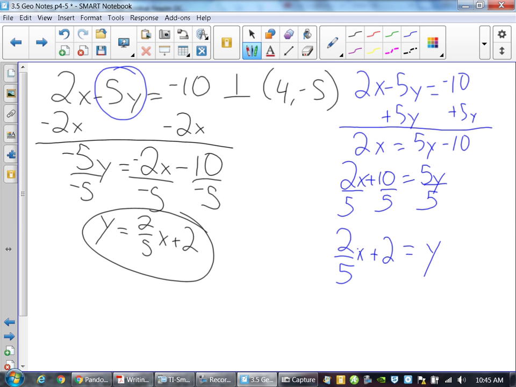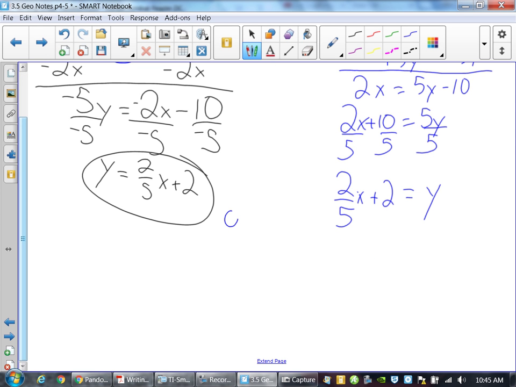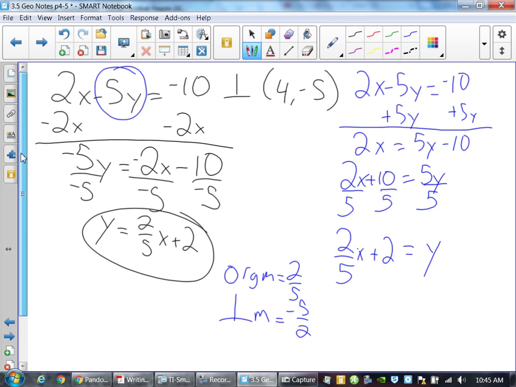Now, from that, we have now gotten y by itself, which means you can quickly get your original slope. What's the original slope then? What's the original slope here? 2/5. Very good. Is this a perpendicular or parallel? Perpendicular. What's perpendicular to 2/5? Negative 5/2. And I forgot my ordered pair. 4, negative 5.